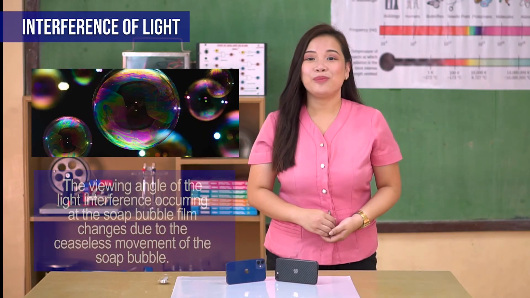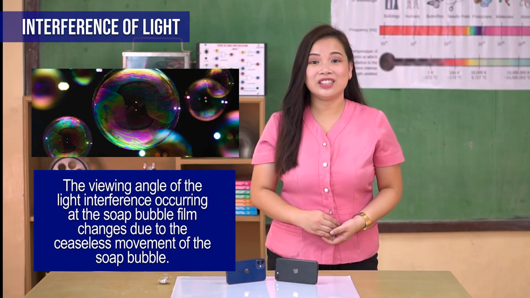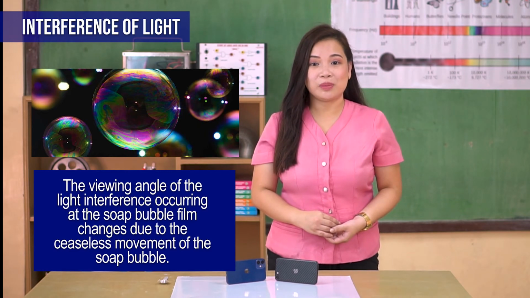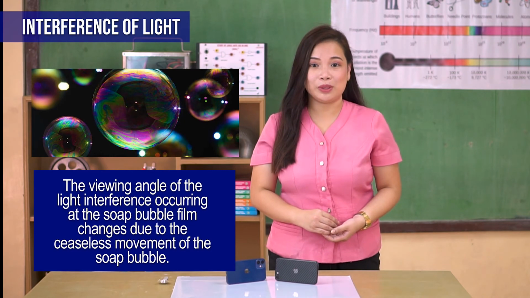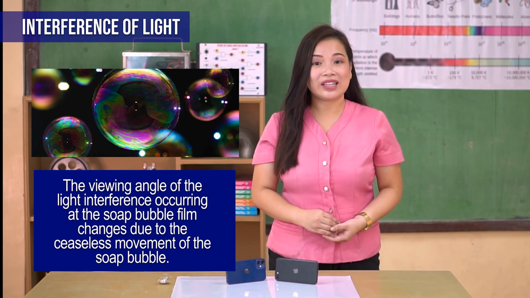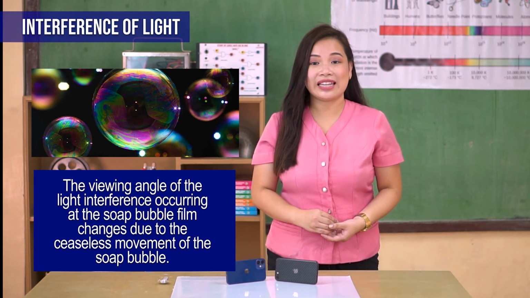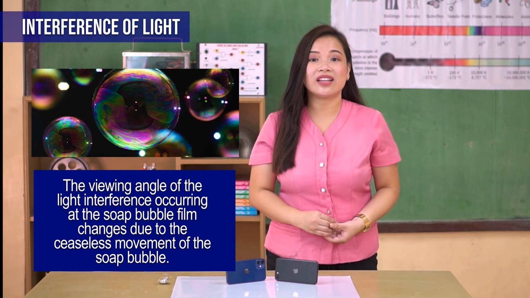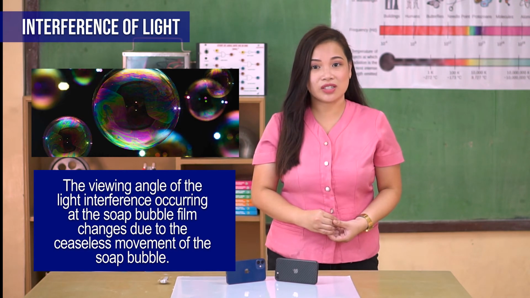we see. Moreover, the viewing angle of the light interference occurring at the soap bubble film changes due to ceaseless movement of the soap bubble. Due to the waves of light repeatedly intensifying and canceling each other out, our eyes see mysterious and constantly changing colors.